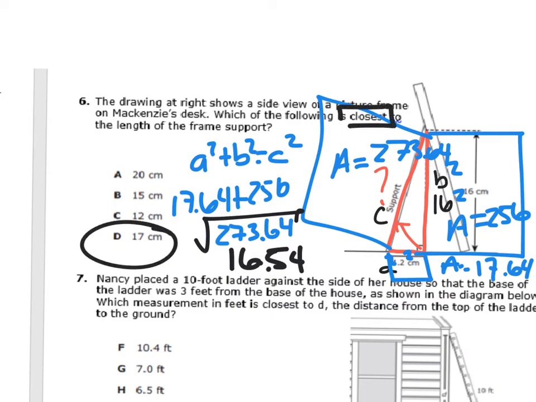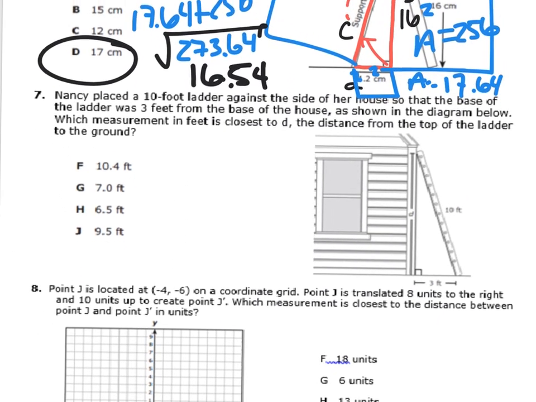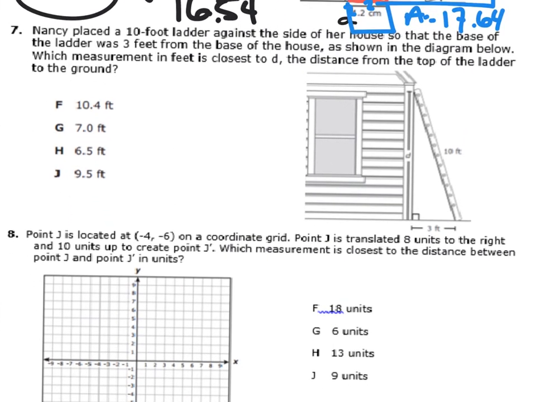And it asked us for the closest, right, closest to the length of the frame. That would be 17. Number 7, Nancy placed a 10-foot ladder against the side of her house so that the base of the ladder was 3 feet from the base of the house, as shown in the diagram below. Which measurement in feet is closest to D, the distance from the top of the ladder to the ground? So we're looking for this part right here, D, from the top of the ladder to the ground.